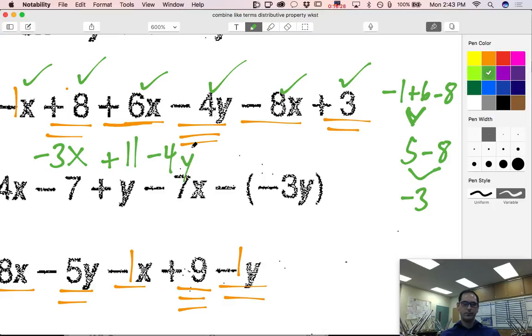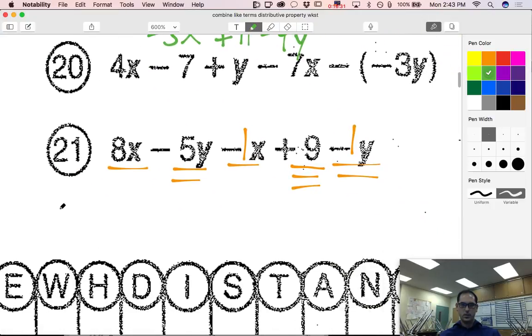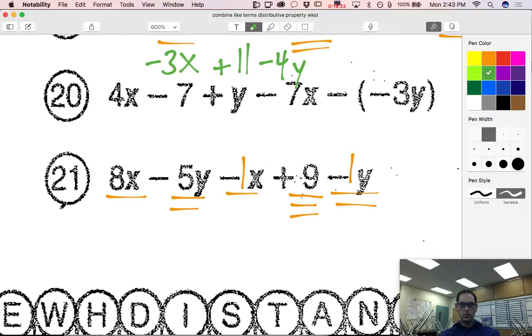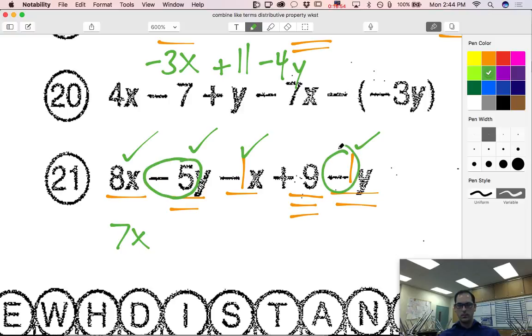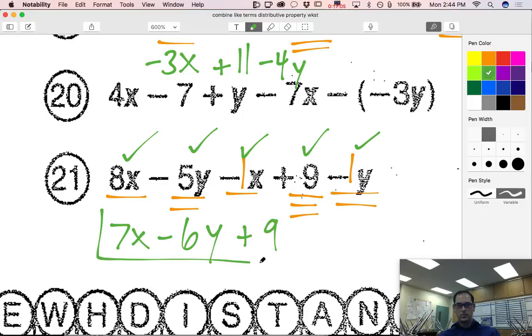Okay. Go to 21. 8x. Any like terms with 8x? Yep. Negative 1x. What is 8 minus 1? Do the numbers first. 7. What are we talking about? X. Negative 5y and negative 1y. So do the numbers first. Make sure you include the negative. Negative 5 and a negative 1. What are those? That's going to be negative 6. What are we talking about? Y. And last one, 9. Any like terms? Nope. So we are all done when there are no more like terms.